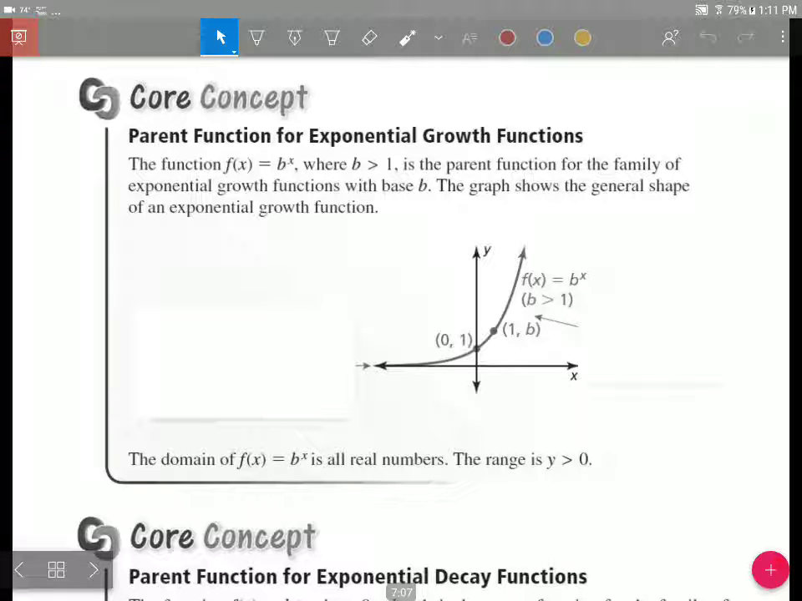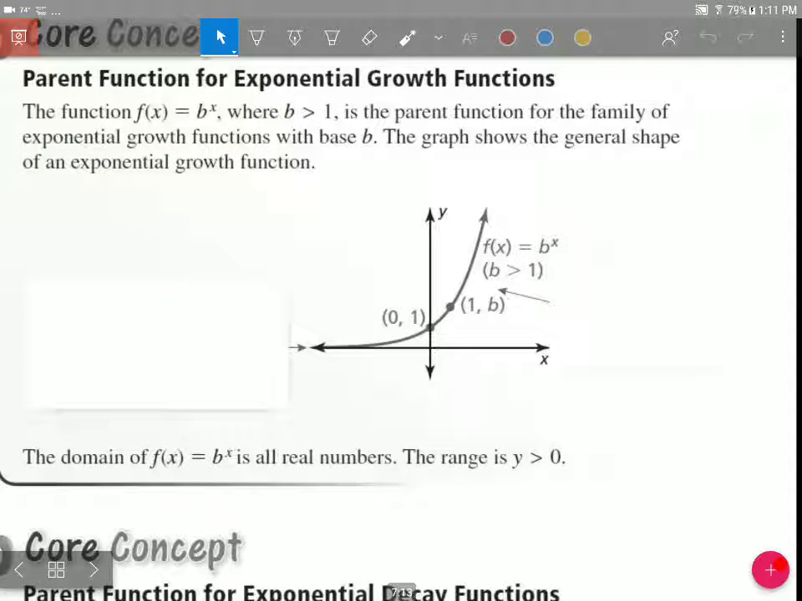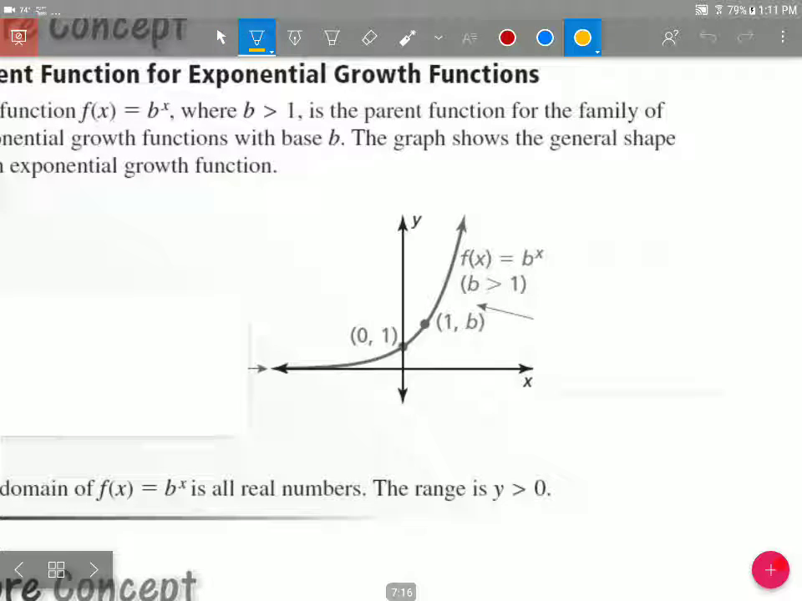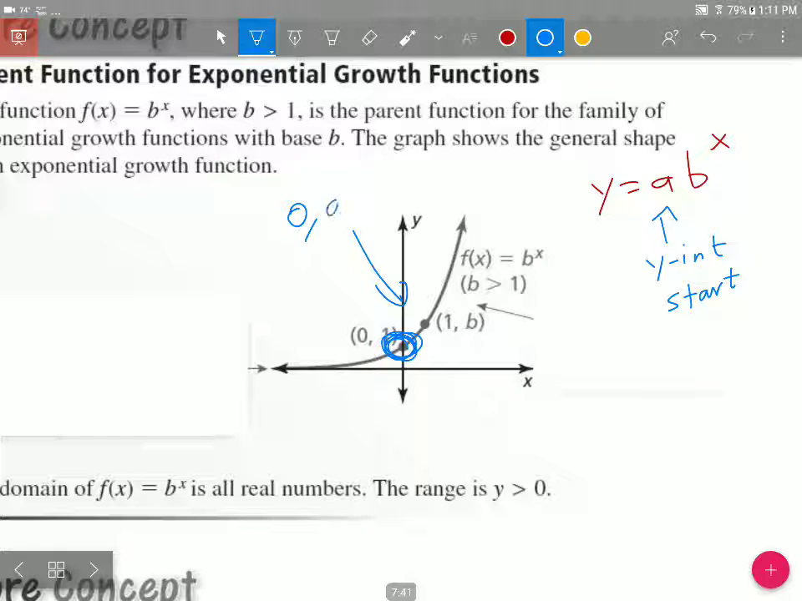Let's keep rolling. Your parent functions, or your basic functions. I'm actually going to combine these two pages a little bit, and I'm going to change the formula they give you. I'm going to tell you that we're going to use y equals a times b to the x. And in all cases, a is your y-intercept, or your start. Whatever your beginning value is, that is your a value. So in this case, right here, this y-intercept is (0, a). That is that point.